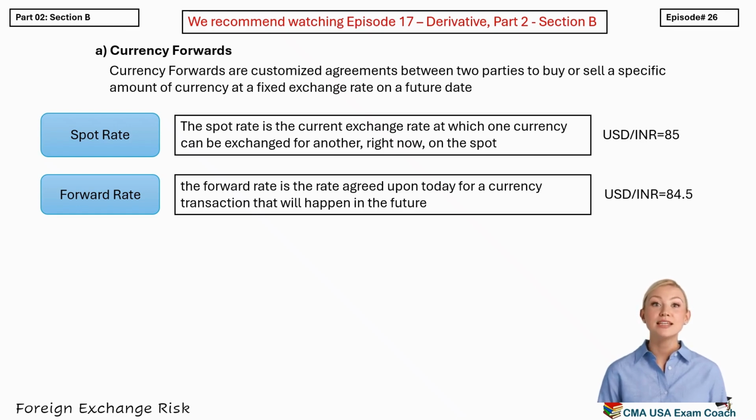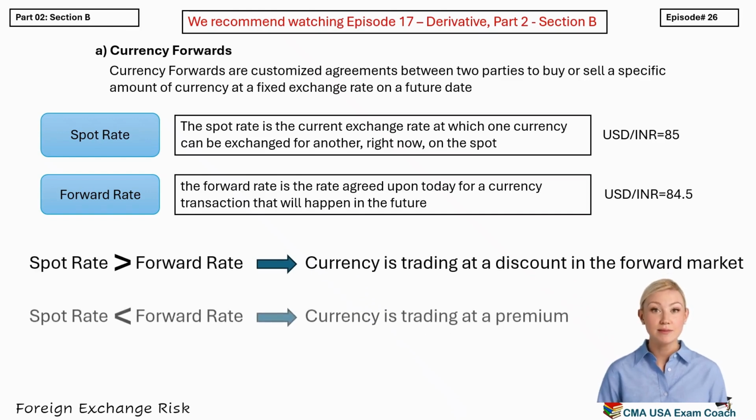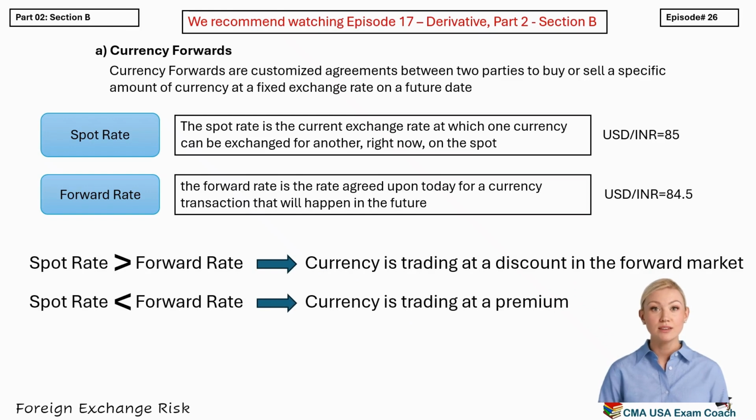Now let's understand what it means when we say a currency is trading at a discount or a premium in the forward market. This concept is based on comparing the spot rate with the forward rate for a currency. If the spot rate is greater than the forward rate, it means the currency is expected to have a lower value in the future. In this case, we say the currency is trading at a discount in the forward market. For example, if the current spot rate of USD INR is 85, but the 3-month forward rate is 84, that means in the future, 1 US dollar will fetch fewer Indian rupees. So, from this observation, we conclude that the US dollar is trading at a discount against the Indian rupee in the forward market.